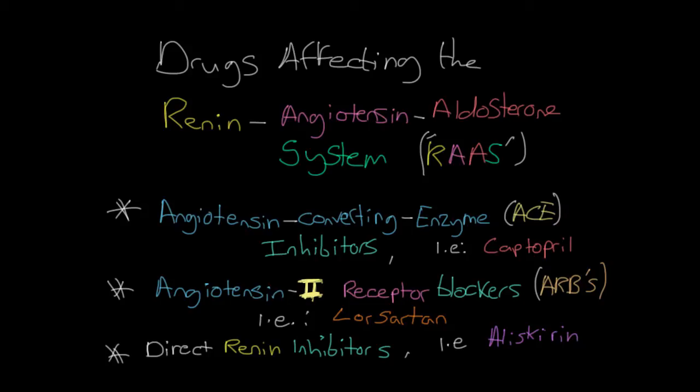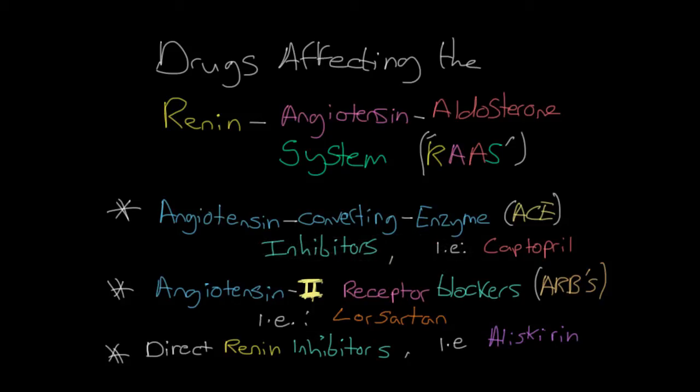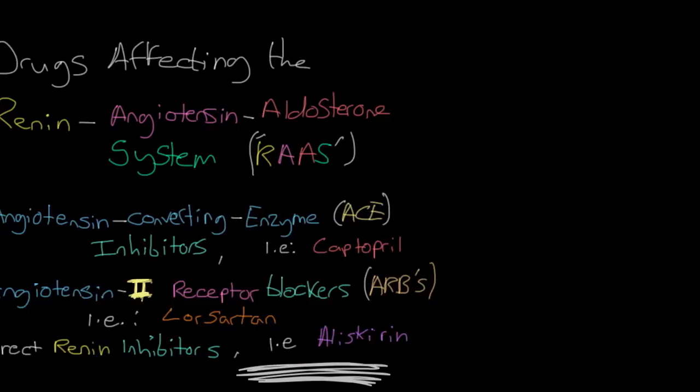The drugs I'm going to look at fall into one of three groups really, and are classified based on which part of the renin angiotensin aldosterone system they affect. These three classes are the angiotensin converting enzyme, or ACE inhibitors. An example of this is captopril. The angiotensin II receptor blockers, or ARBs. An example of this is losartan. And a direct renin inhibitor, which is called aliskiren.